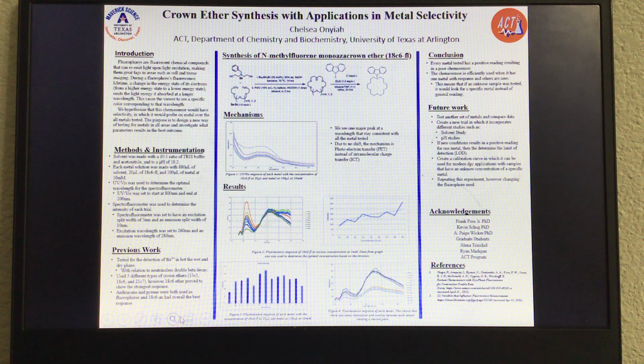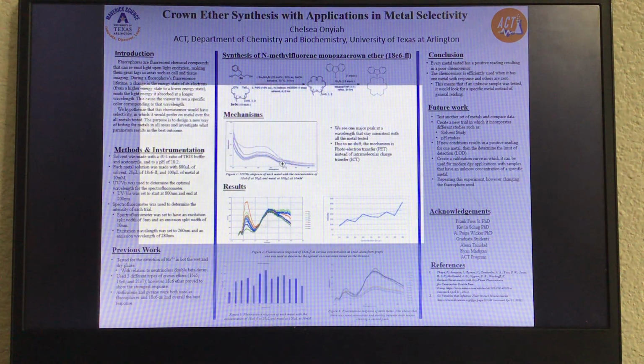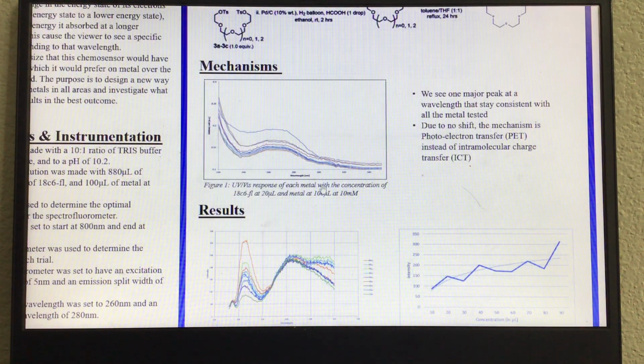And the fluorophore that we are going to use is 9-bromofluorene to create N-methylfluorene monoaza crown ether. So here, as we zoom in, we can see that the mechanism that's going on here is PET. And PET is photoinduced electron transfer.